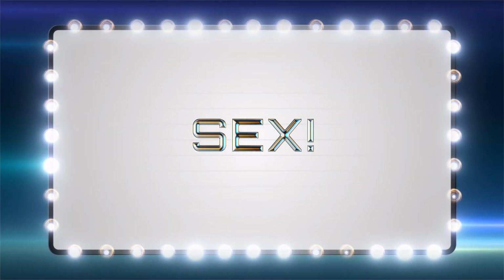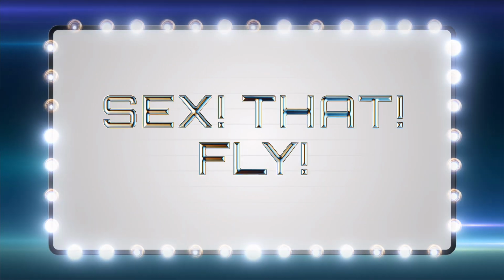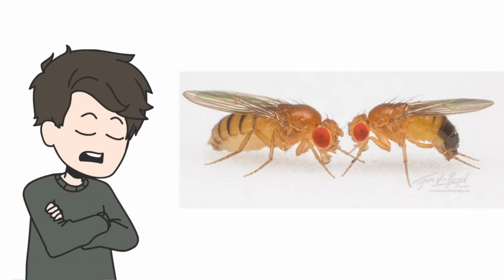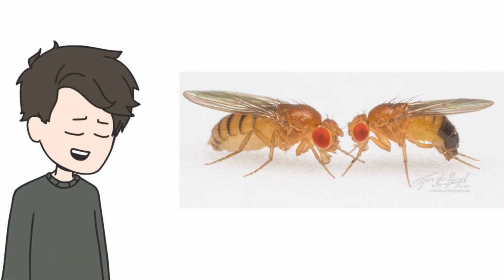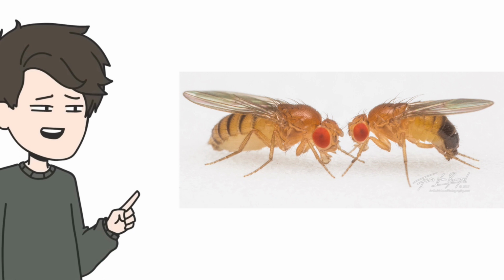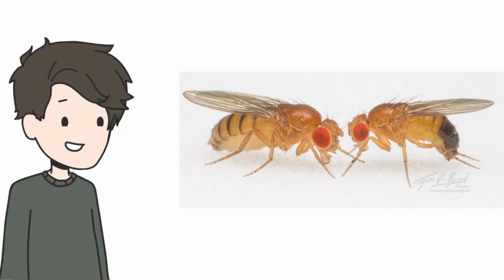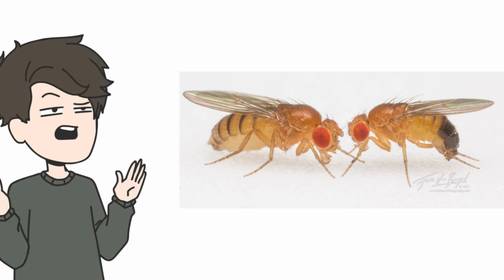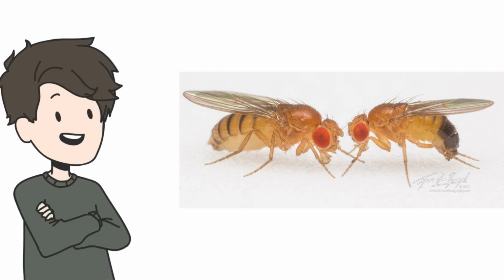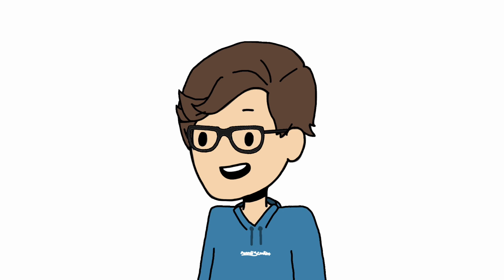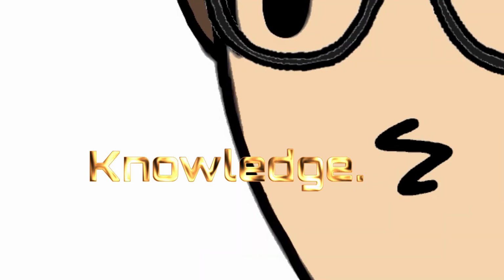Now. Sex That Fly. The one on the left is slightly bigger and has a pointed abdomen with more stripes, while the one on the right has a darker posterior side, a round abdomen. And I think I see the sex combs we just talked about, so I'm going to go ahead and say the one on the left is female and the one on the right is male. Correct! Your prize is... knowledge.